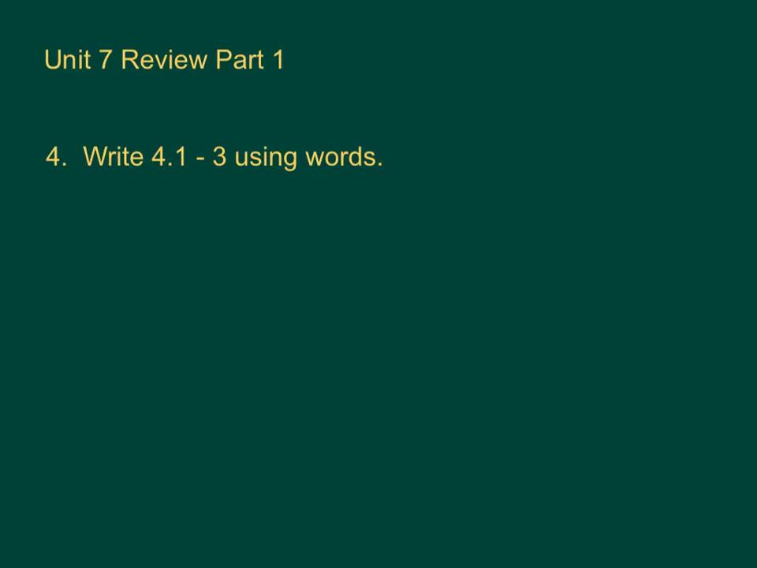Item 4 asks you to write 4 1/10 takeaway 3 using words. And there are a lot of ways that you can do this. The important thing is that the words reflect the operations in the order that they should happen in the expression. So one way I could write this would be simply to say, take 3 from 4 1/10. And you can write out the numbers as words if you want. That's not necessarily the purpose of this in the unit that we're working on.